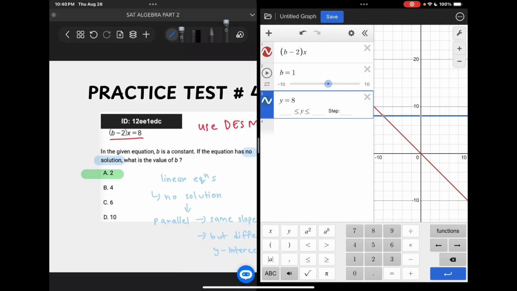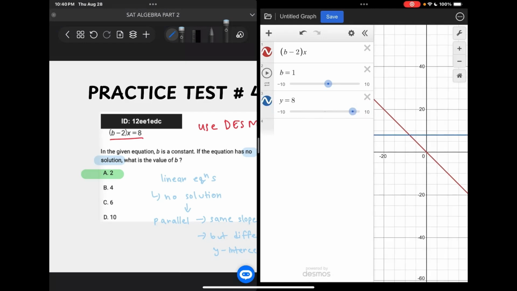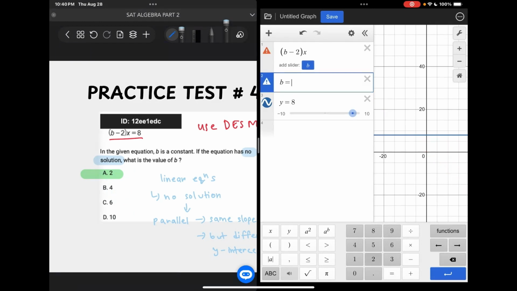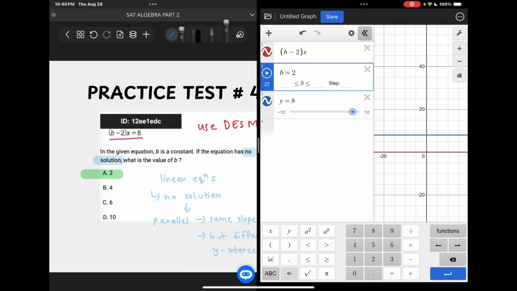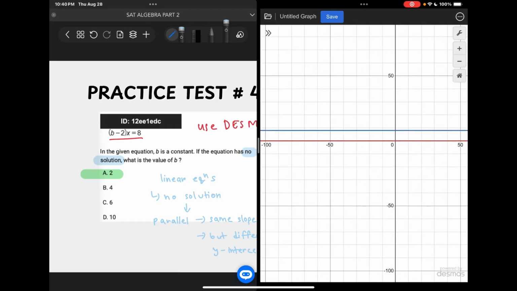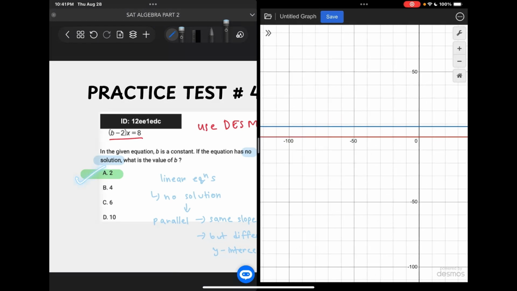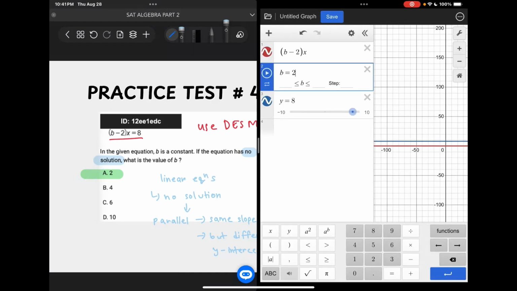As you can see, when b equals 1, they have a solution here. So we have all these four options, and we're going to plug in the value of b. We're going to try every single option and see for which value of b there is no solution. The first option is 2. If we plug in 2, you can see that these two lines are parallel, so they're not going to intersect each other. So A is definitely our answer, but we're still going to cross check with other options.